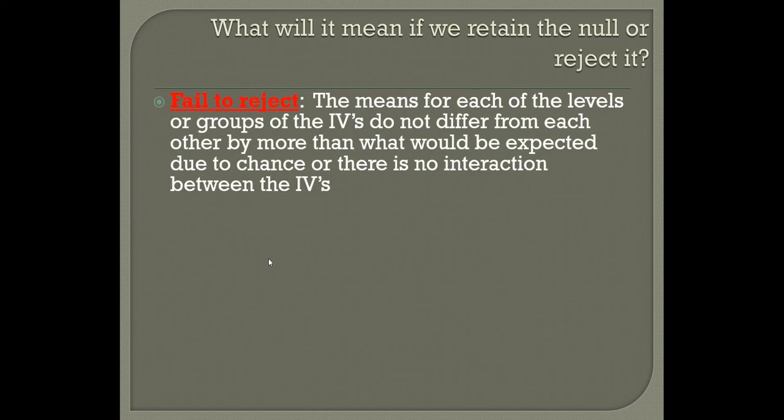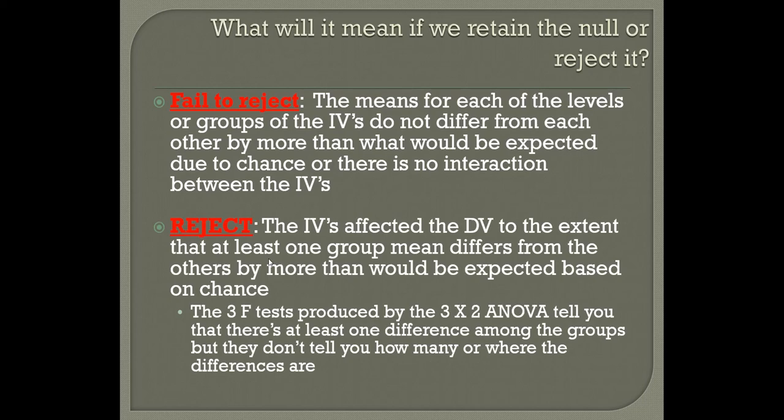So if we fail to reject, it basically means we haven't detected any differences between the means, if it's a main effect for that particular independent variable. If it's an interaction, we haven't detected a difference in the simple effects across the levels of the other independent variable. If we reject the null hypothesis, it means that we have indeed detected something.